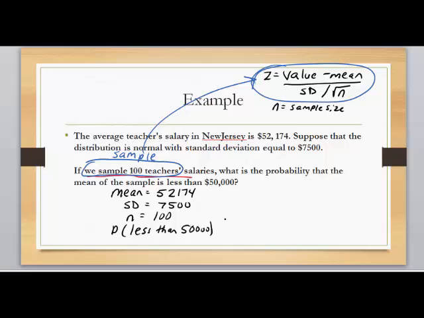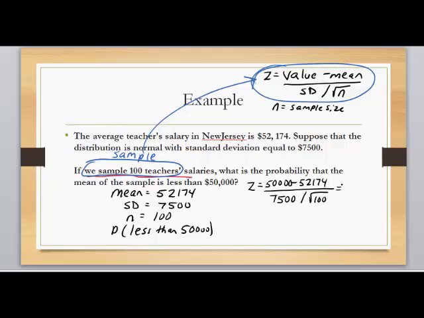Okay? So our process works exactly the same way. We're going to plug these numbers into our formula. Remember that the number that we're trying to convert, the 50,000, is going to go first. We're going to subtract off the mean, so we're going to be subtracting off the 52,174. We're going to divide by the standard deviation. And then we're going to do divided by the square root of the n value.